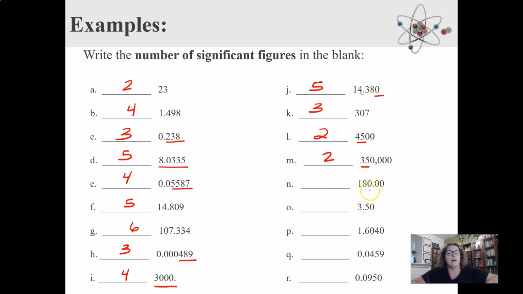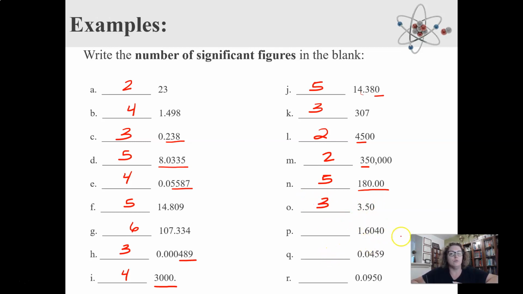Letter N, I have 180.00. Now I see a decimal, and all of those zeros are after that 8, so every single one of those digits, they are significant. So I do see 5. 3.50, same thing like letter N. That 0 matters. It obviously matters. That 0 is significant because it's after that 5. So I do see 3.